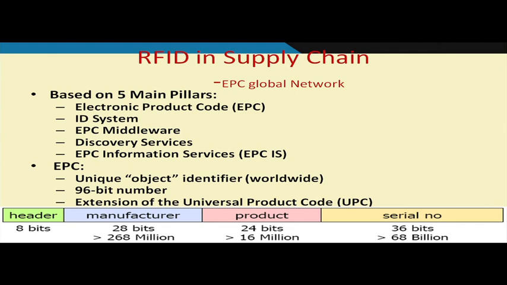Then again within each product, let us say that we were talking about a toothpaste. Toothpaste will have a product code, but each individual tube will have a serial number. So, 36 bits are used for this. So, a total of 68 billion toothpaste tubes can now be uniquely identified. So, this is quite a provision.